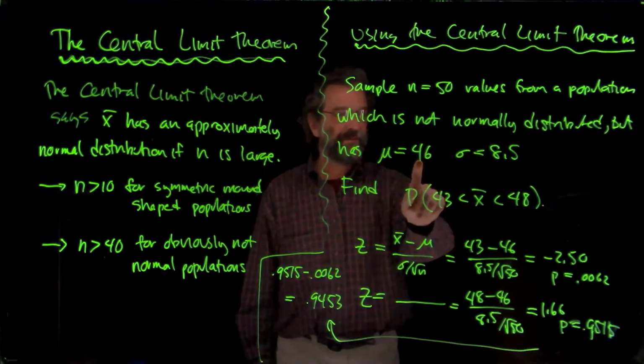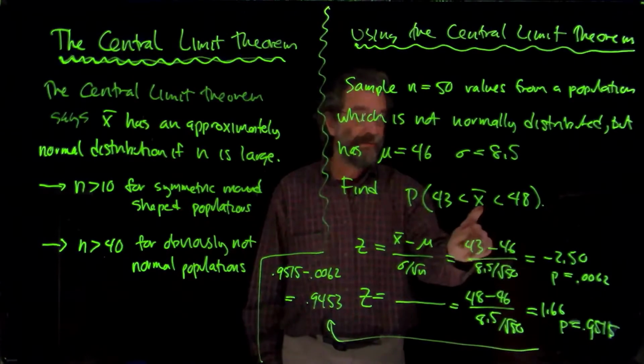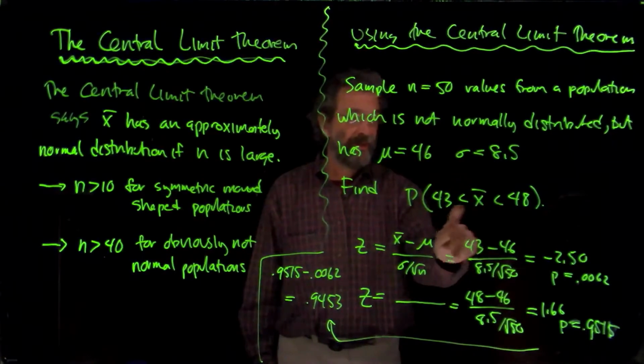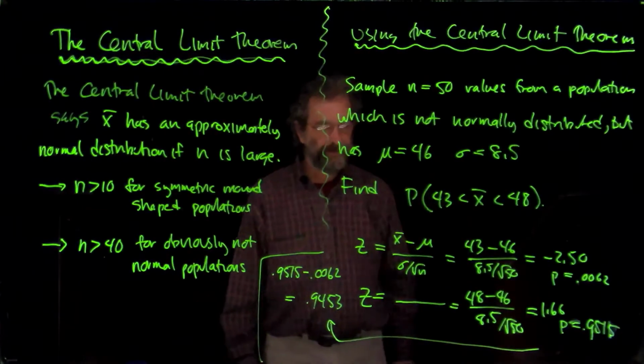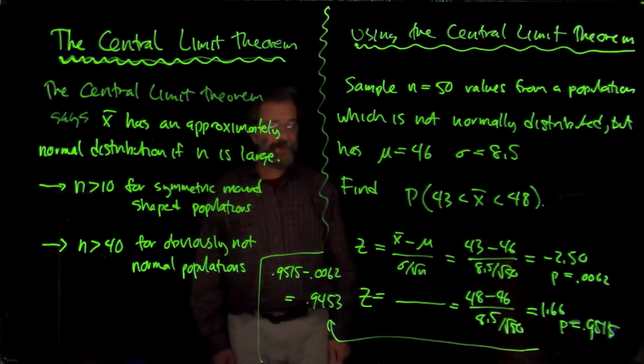46 is the mean for the x bar, so that's 2 above 46 and 3 below 46. So it's near the middle of the distribution of x bar. So we go ahead and compute z values for each of those.